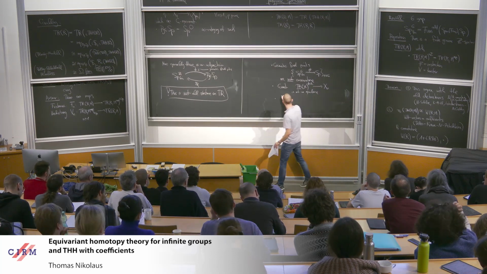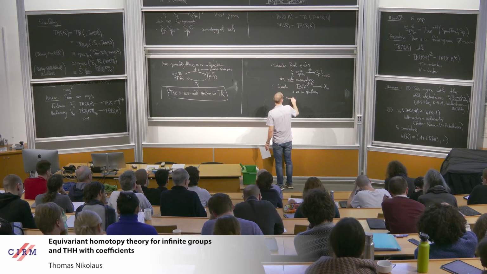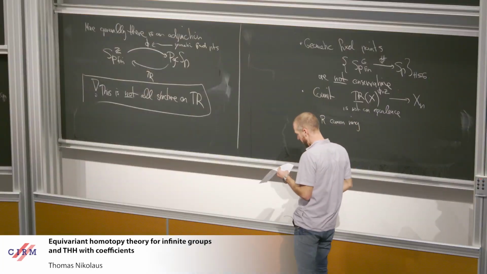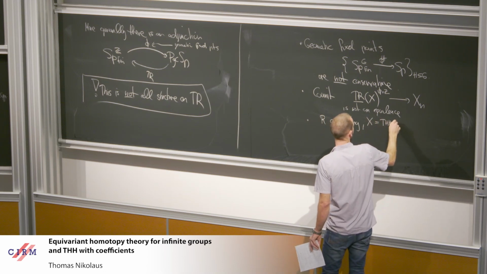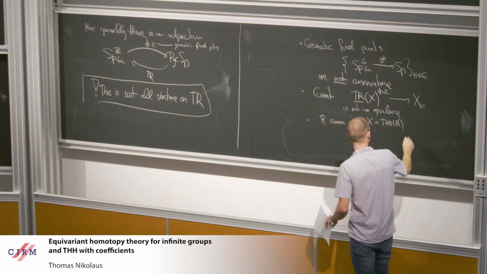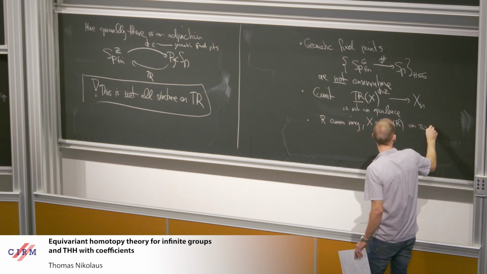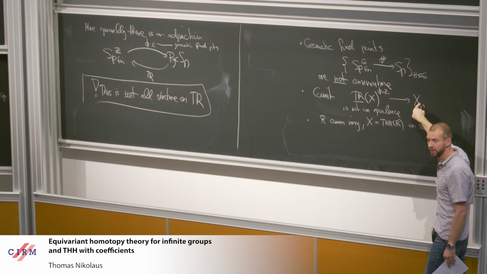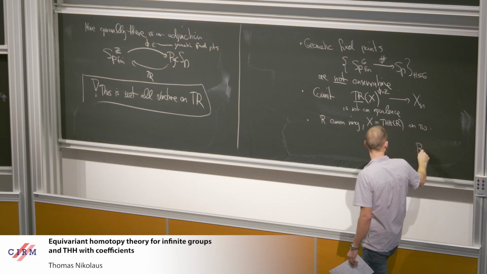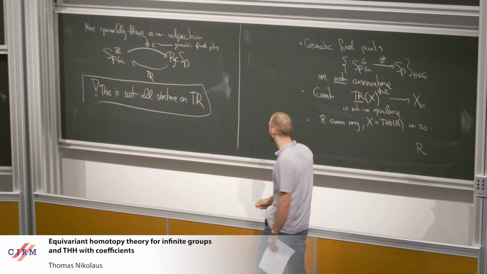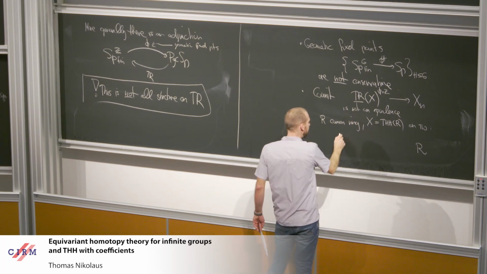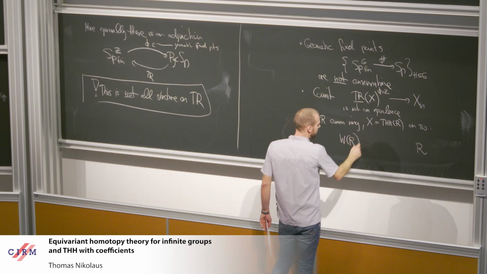So if R is a commutative ring, what happens is we can consider X to be THH R. And then we can consider what happens on pi naught. So the right-hand side will be THH R, so pi naught is going to be the ring itself. What is the left-hand side? I guess I haven't told you what geometric fixed points are, so let me tell you what the left-hand side is. TR is the Witt vectors of R, so n is equal to 1.